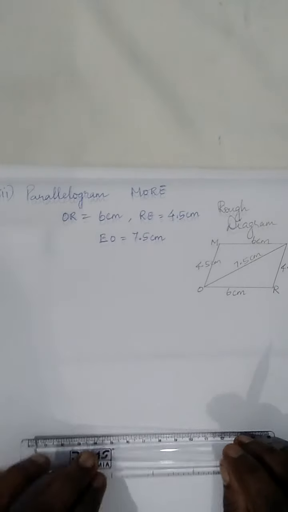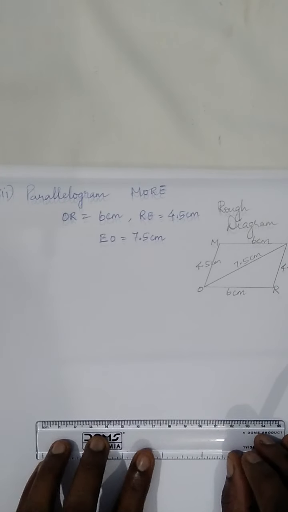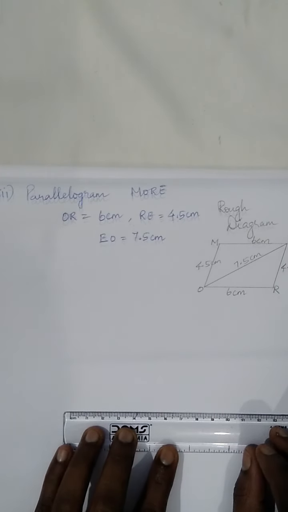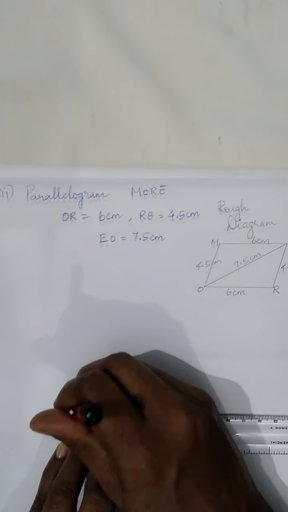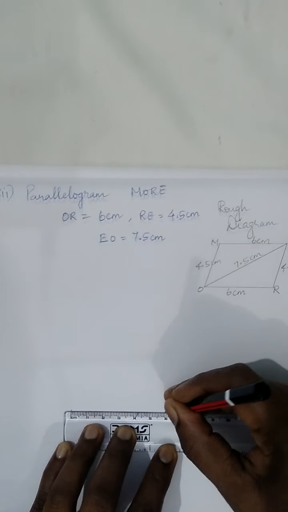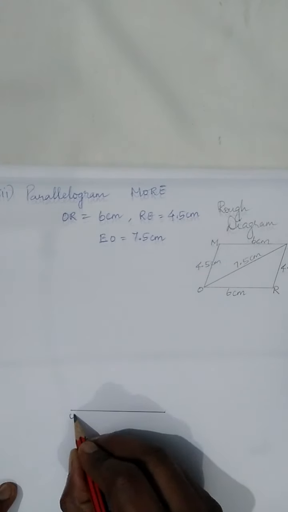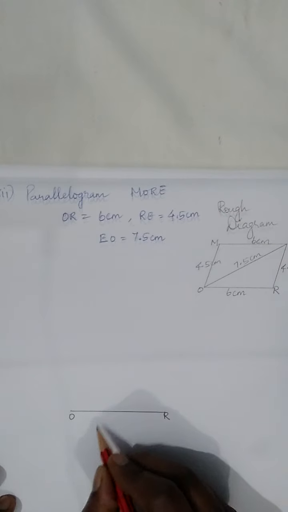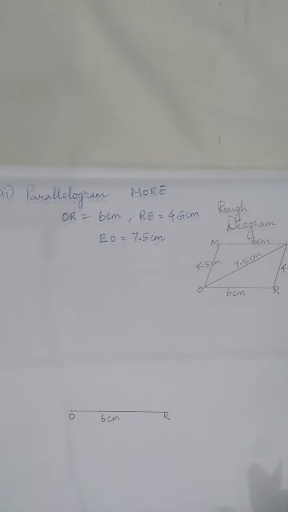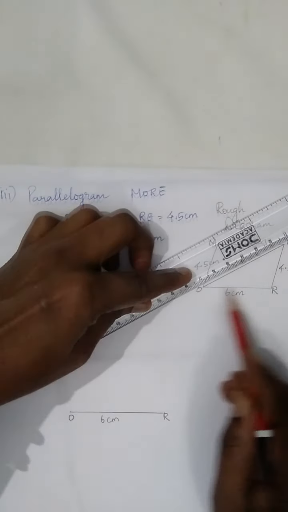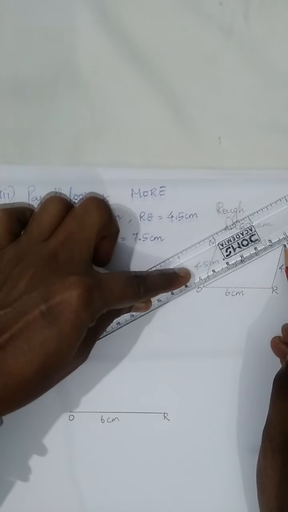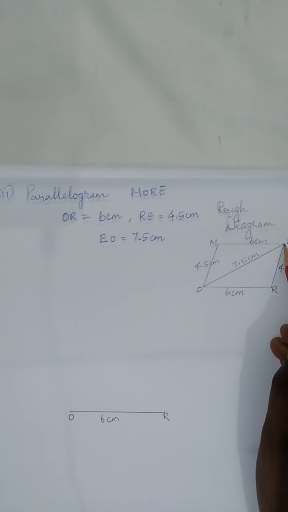So let's take the base OR. Let's take the base OR 6 centimeter, and name OR, and it is 6 centimeter. Okay, then now we are constructing the triangle ORE only, this triangle only we are constructing. So OR we finished, and which vertex do we need to get? Vertex E.